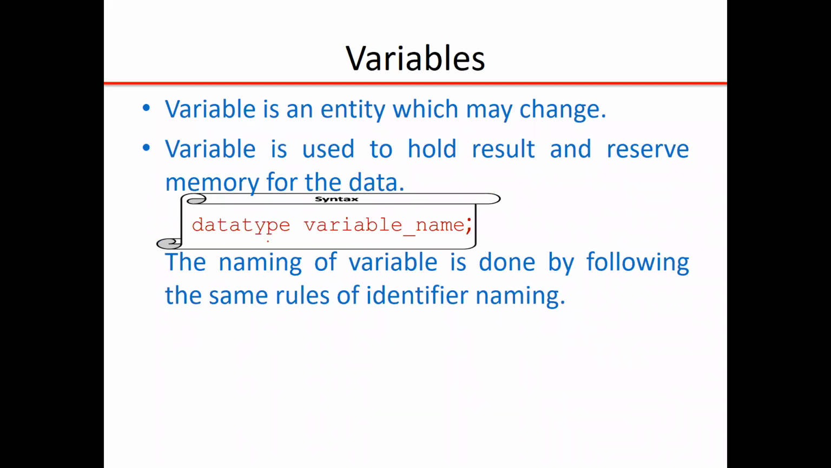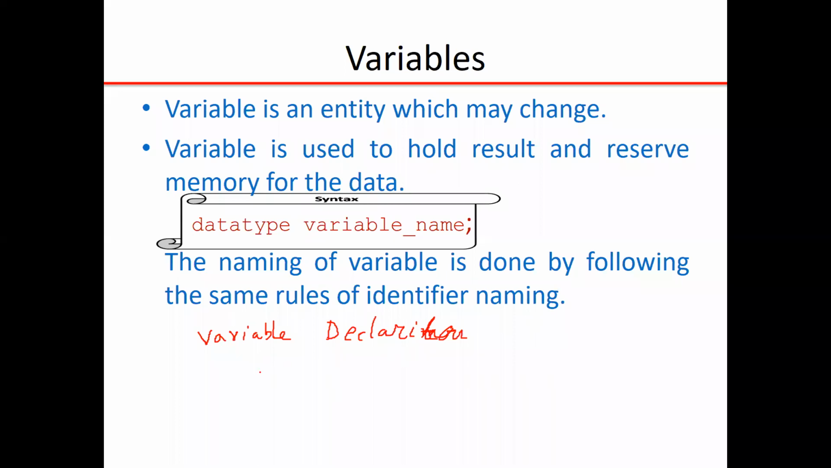Now, how can we define a variable in the language? This is the structure: data type, variable name, semicolon. Before using any variable in my program, we must declare the variable. This is called variable declaration. Variable declaration is a very important element in a programming language. Before using any variable in my program, we must declare the variable in the beginning. The name of the variable follows the same rules as an identifier, along with the data type of the variable.